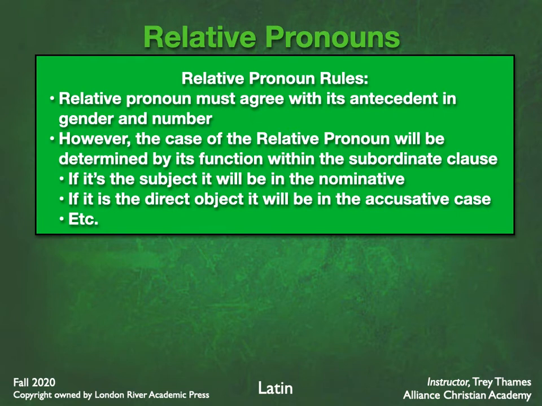However, the case of the relative pronoun is going to be determined by the function of that relative pronoun within the subordinate clause. So if that relative pronoun is the subject of the relative clause, then it will be in the nominative case. If, however, it is the direct object in the relative clause, then it will be, of course, in the accusative case. So the case will be determined by how it functions in the clause. Let's look at some examples here.